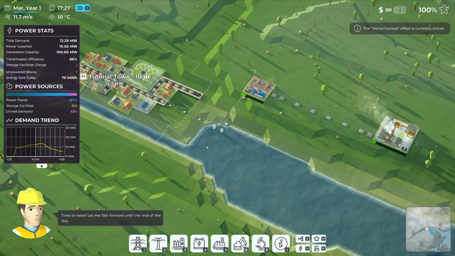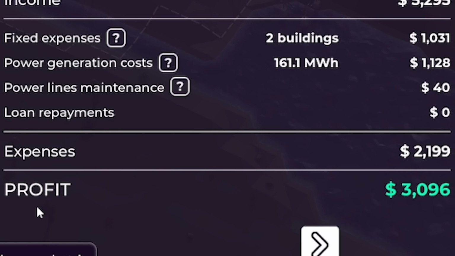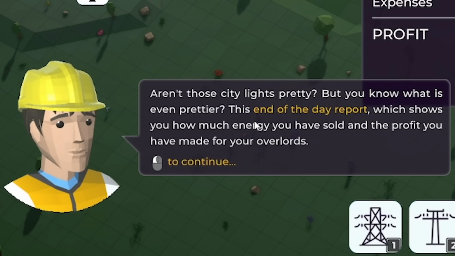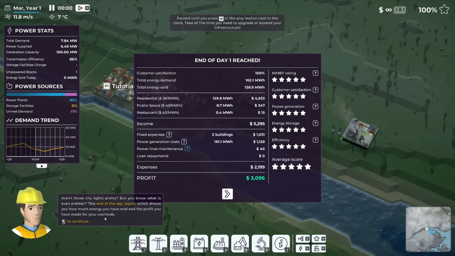And then time flies forward, and it's the end of day one. So we've got all our stats here. You can see we're selling our power for more than it costs to produce, so we make profit. Oh, I love this guy. He's literally an engineer. So we've just told us that we've looked at the profit, which you have made for your overlords. Yes, of course, as an engineer, you don't get to keep the profit. Some suited corporate guy above you gets to.